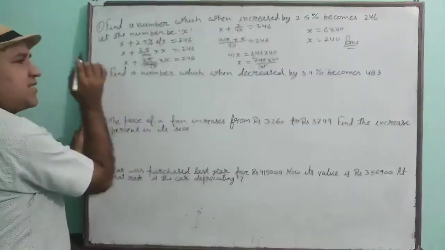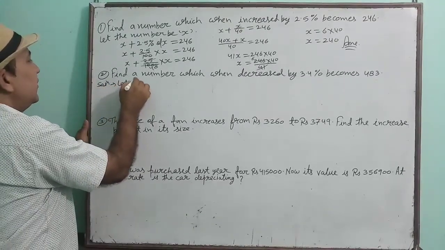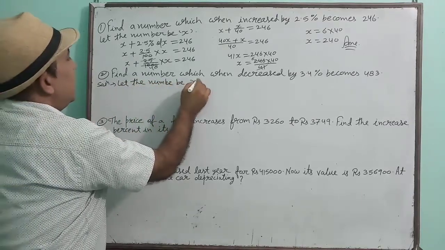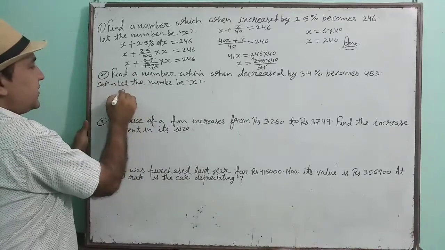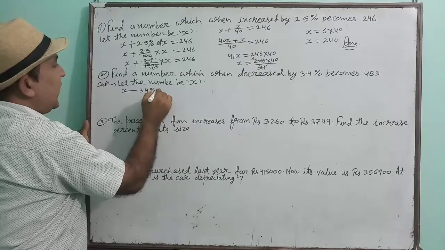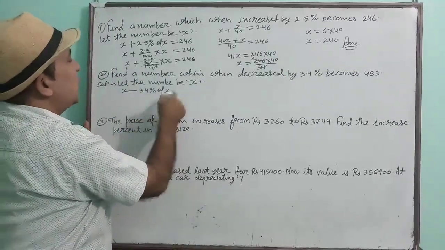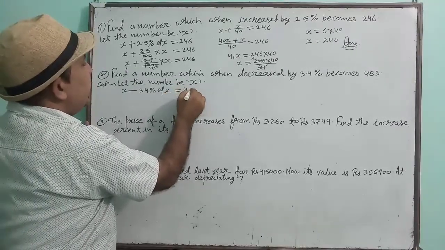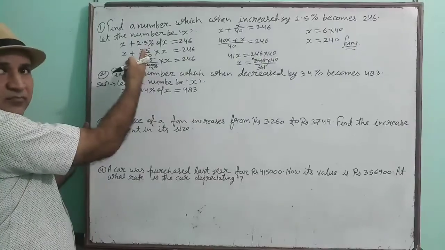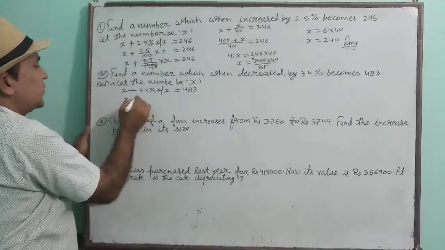See the same question is question number 2 also. Again let the number be x. Now the question is saying the number is decreased by 3.4%. That means x minus 3.4% of x should be equal to 483. By the same method. As you have done the first question, by the same method you will do the second one also.